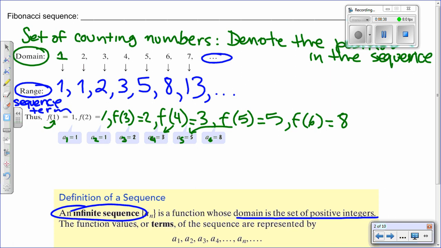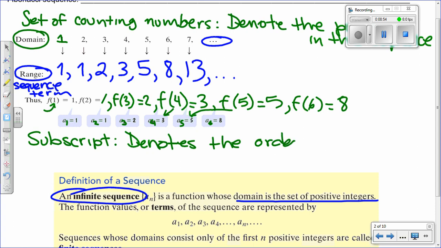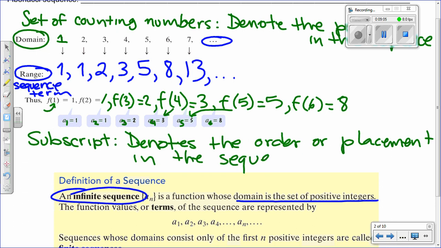All right, so going back to this one here, we're going to use the subscripts. The subscript denotes the order or placement in the sequence, just like what we call the domain. Okay, so just get used to saying a sub 1, a sub 2, a sub 3, a sub 4, which we'll be referring to the first, the second, the third, and the fourth.